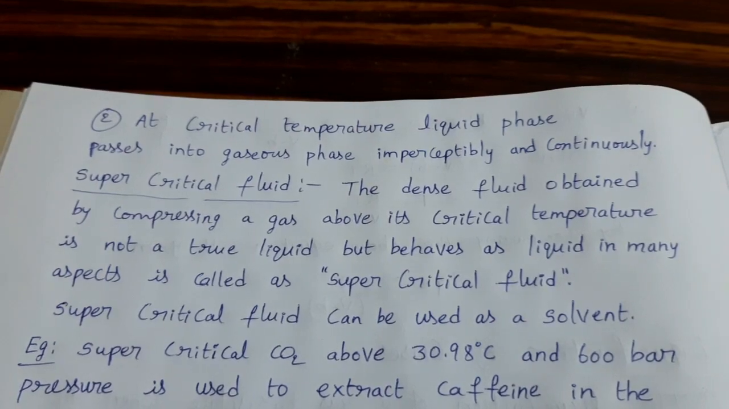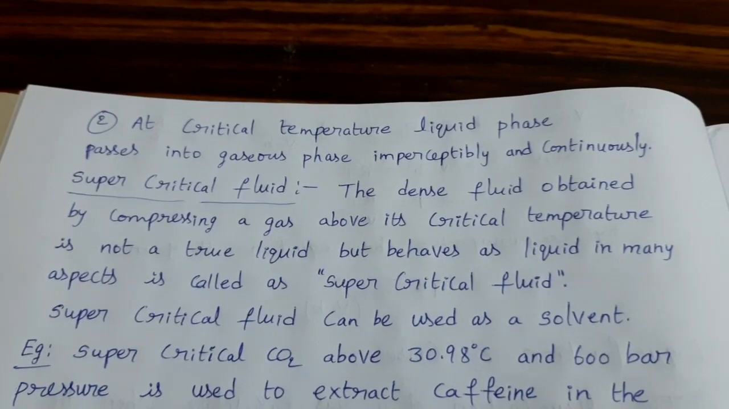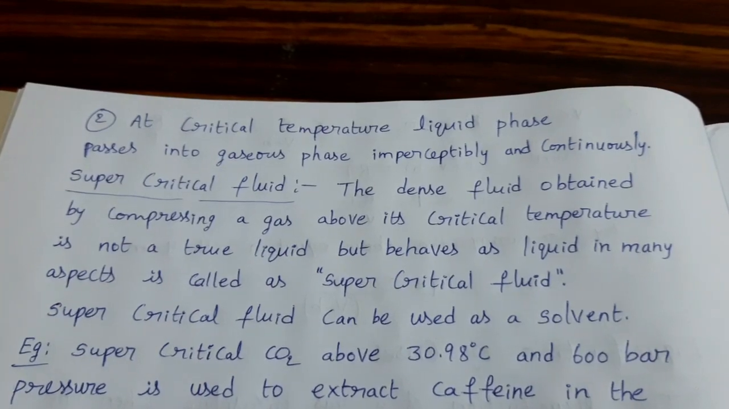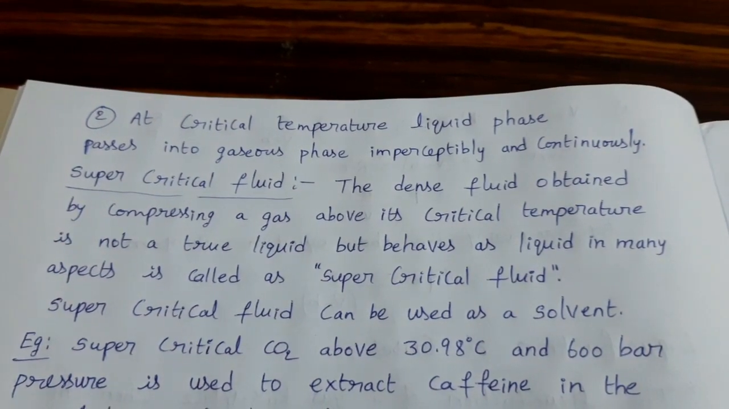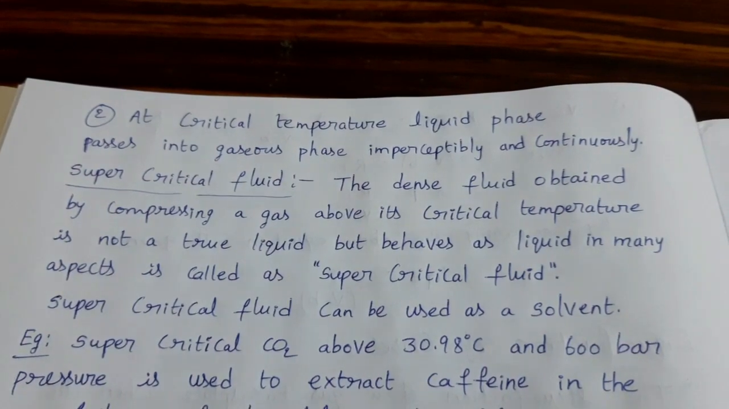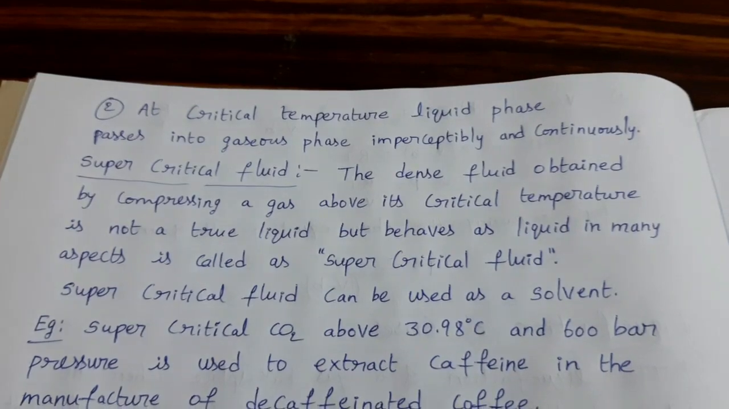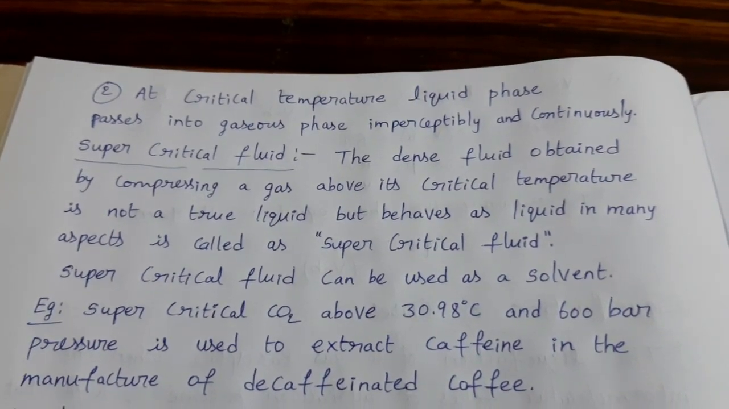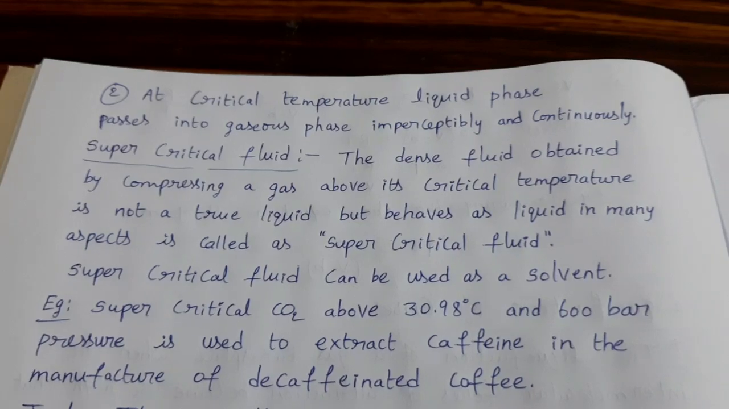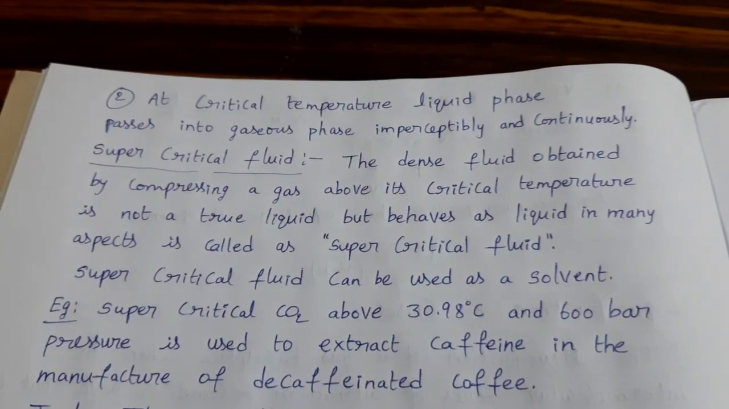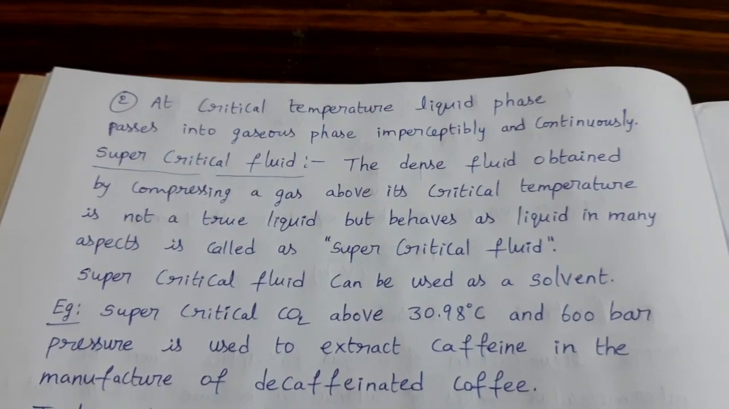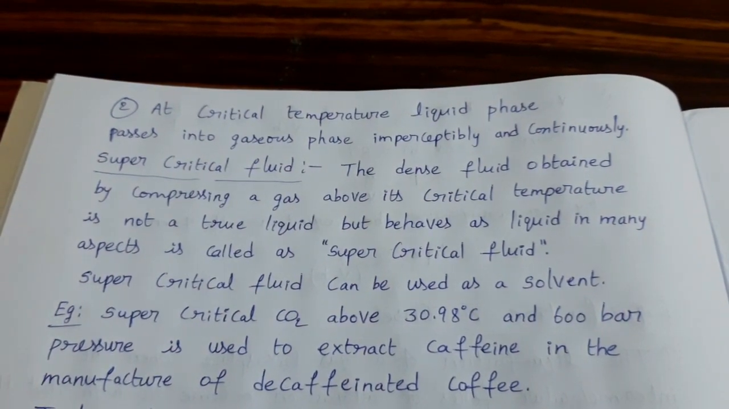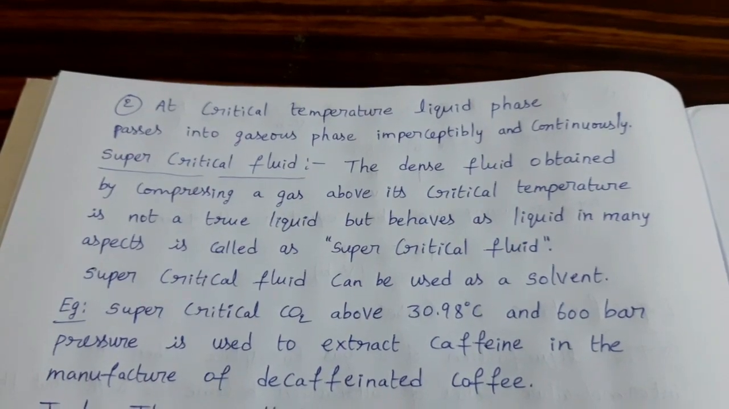Example, supercritical CO2. Carbon dioxide critical temperature is 30.98 degrees Celsius. Above this temperature, under 600 bar pressure, we can get supercritical CO2, supercritical fluid of CO2. At this temperature and pressure, this supercritical CO2 is used as a solvent for the extraction of caffeine in the manufacture of decaffeinated coffee. Generally in tea and coffee seeds, caffeine is present. If we want to remove that caffeine, then we can use this supercritical fluid of CO2. So to remove the caffeine from coffee seeds to manufacture decaffeinated coffee, we can use supercritical fluid of CO2.